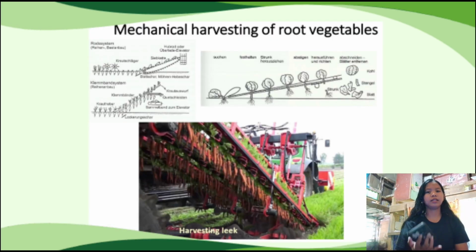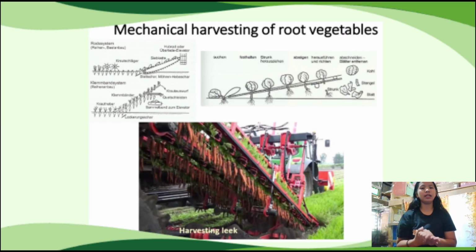So slide 10 is the mechanical harvesting. So what is mechanical harvesting? Mechanical harvesting is the use of machines or equipment to perform the harvesting operation instead of doing it manually by hand. This method is designed to perform tasks like digging, cutting, lifting, and separating crops automatically.